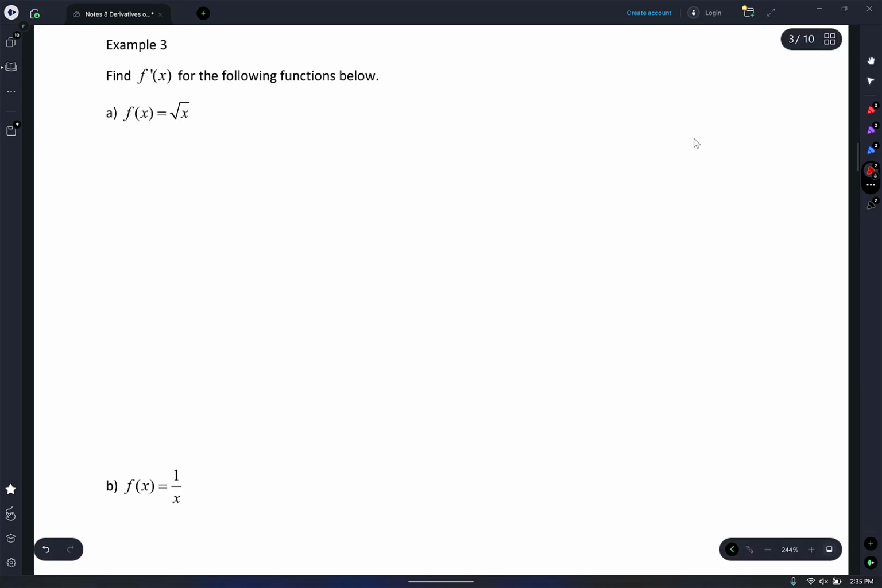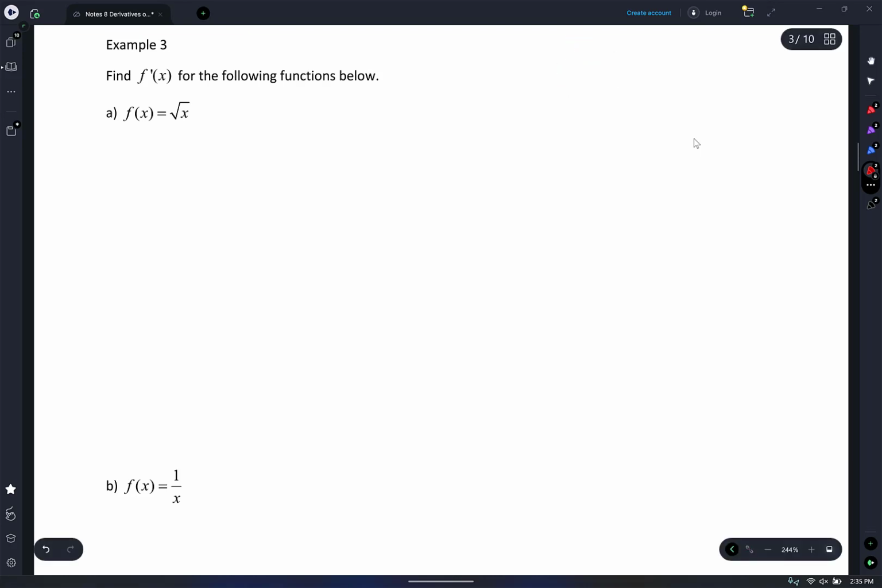Okay. It says find f prime of x for the following functions below. You guys ready? So they're asking you to find a derivative. So how do you pronounce this? F prime of x, or f prime. You can also say first derivative.